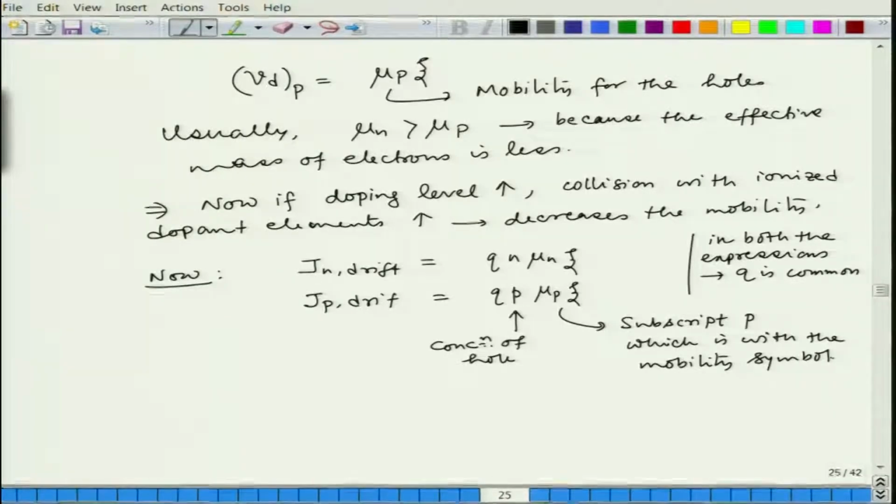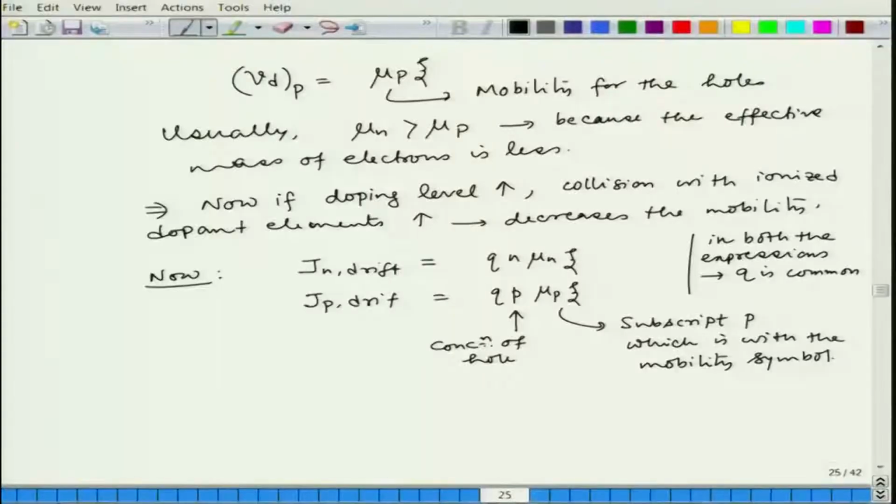Okay. So, please pay attention: q p mu p xi does not mean q. The first p is not a subscript, but the second one is. Now, the total current due to drift will be the summation of these two currents, right.